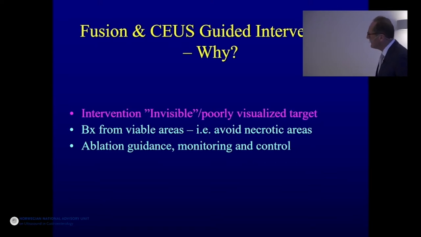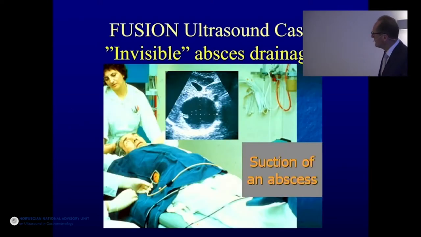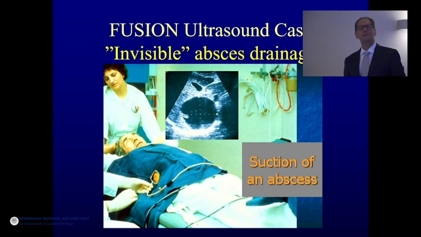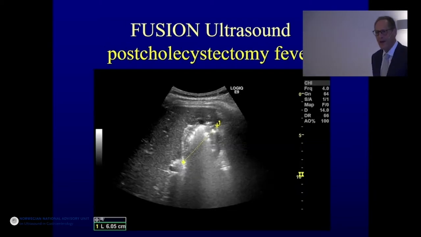Another invisible lesion could be an abscess. You may ask, what is he talking about? How can an abscess be invisible or inconspicuous? Well, it can. What is inside an abscess? Pus. What could also be there? Air. So if you have air in an abscess, you will not see it in ultrasound. Or I mean, you would only see the air.